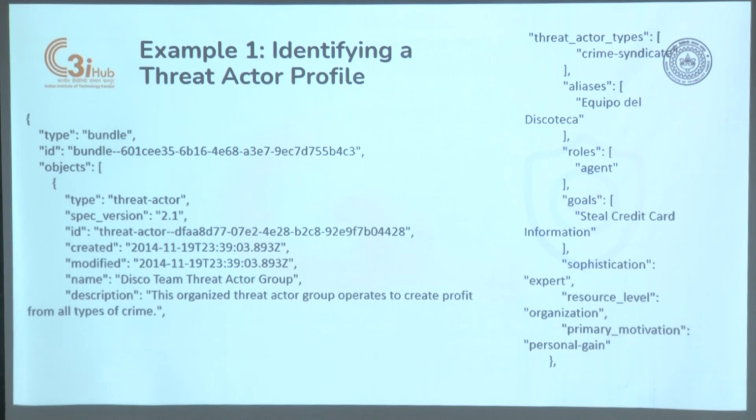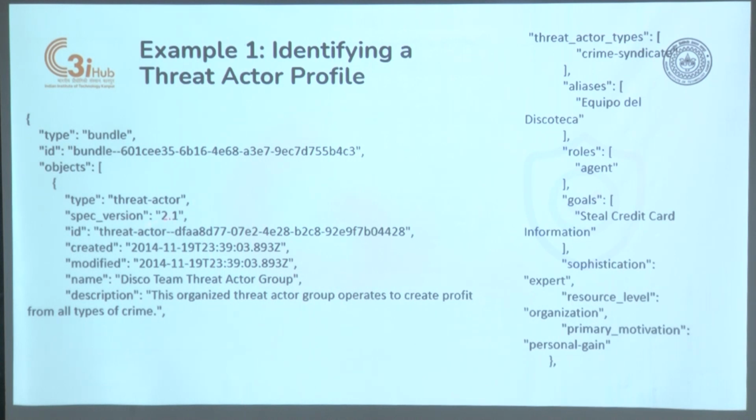So, just to give you examples, right. Here is a bundle object, it has a bundle ID, and within the bundle object many objects, right. So, many SDOs and SCOs and SROs. Here is an SDO within the bundle object. This curly parenthesis basically indicates the start of an object.